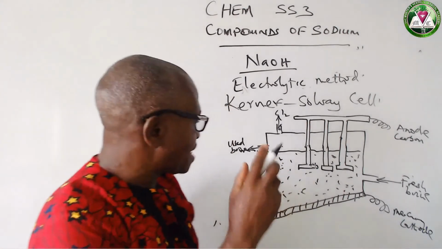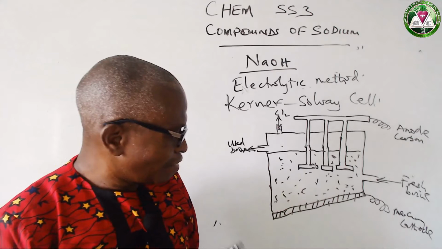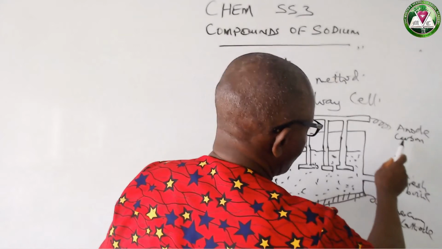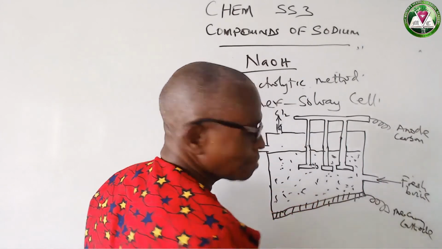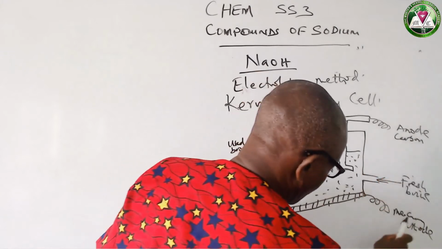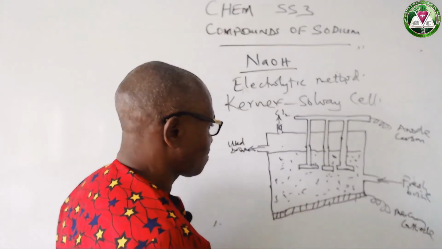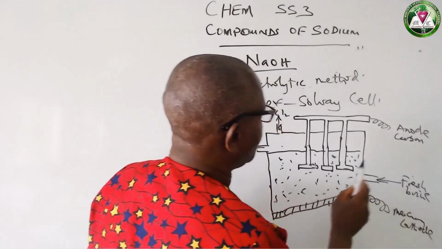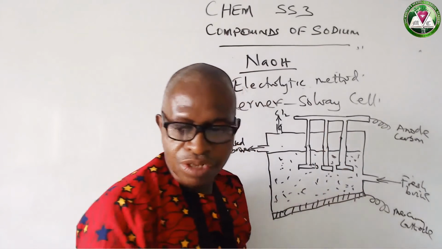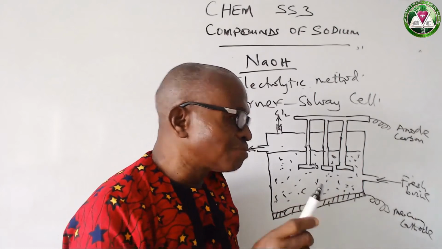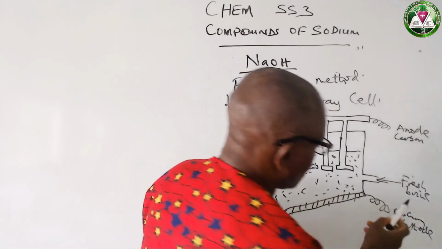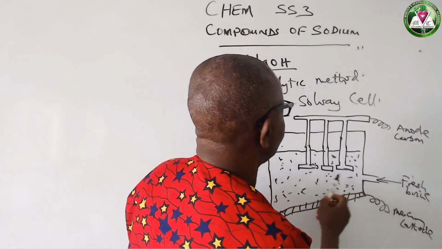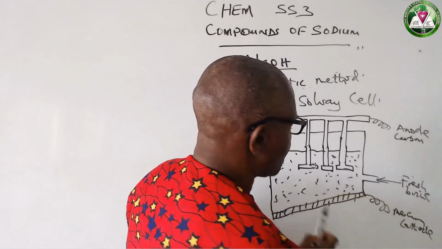If you look at the diagram, the anode is made up of carbon or graphite. The cathode is made up of mercury. Therefore, you feed in your fresh brine. Brine is concentrated sodium chloride. You feed in your brine, which is your major raw material here, through this end. The brine comes in here.